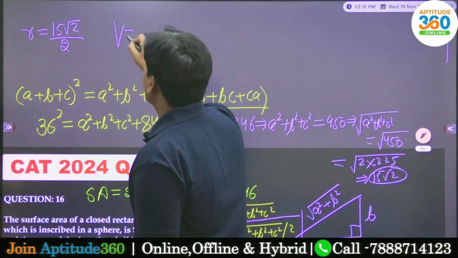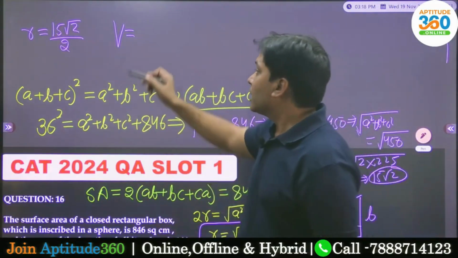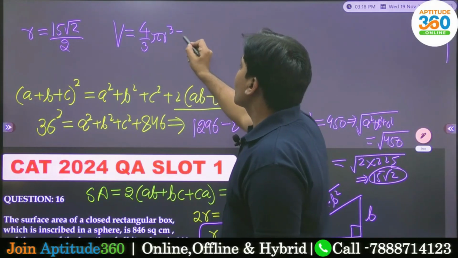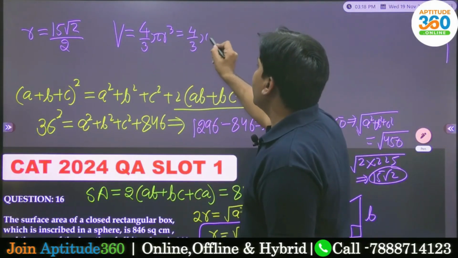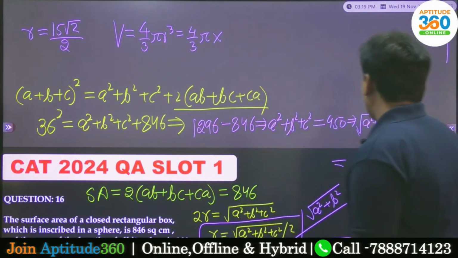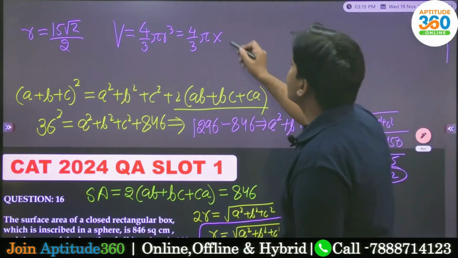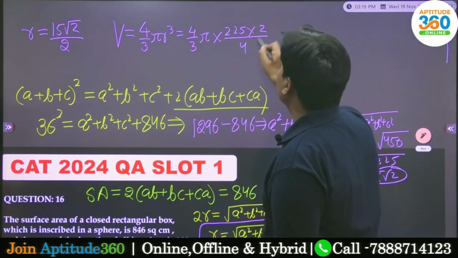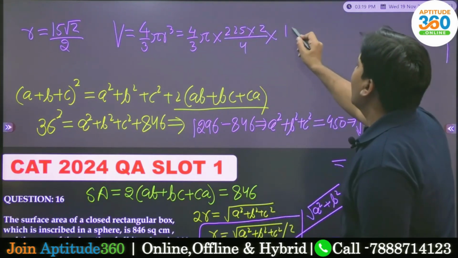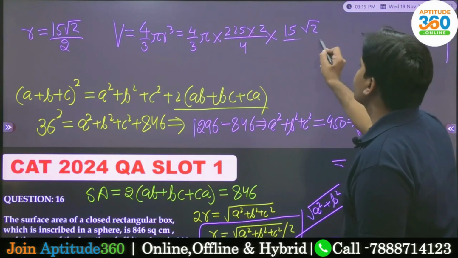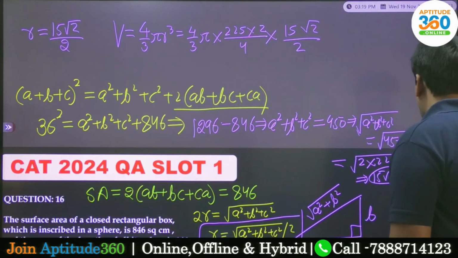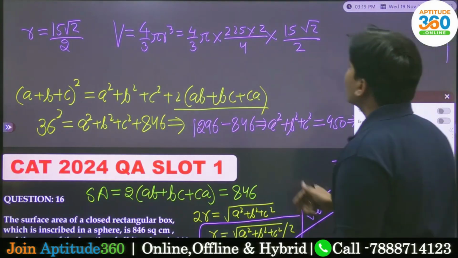And what is the volume? Volume of a sphere is 4 by 3 pi r cube. So that's going to be 4 by 3 pi. The value of r square is 225 into 2 divided by 4. This is r square, and then this is r. Now let us simplify this, and that is the answer we are looking for.